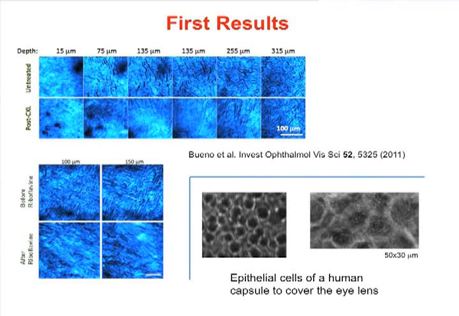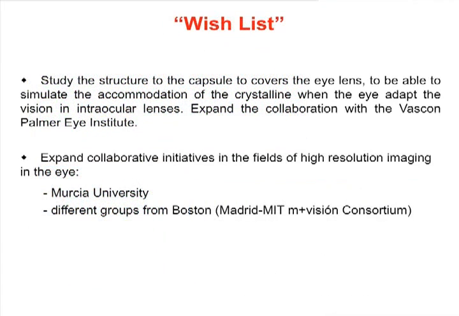And in the same sense, we have obtained our first multiphoton microscopy image of the human capsule with our system. You can see in this image epithelial cells of a human capsule obtained from a capsulorhexis in a cataract surgery. And of course, our first wish is to complete the system and start getting results soon.